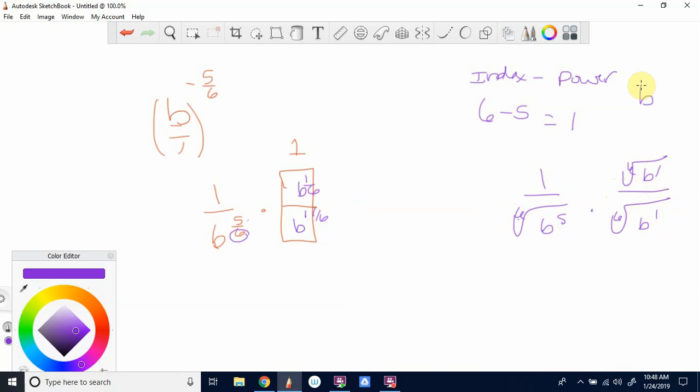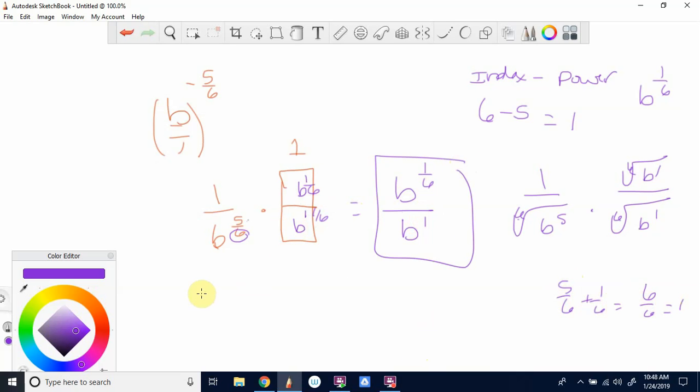And how can you write this in exponential form? b to the 1/6. So when it's in exponential form, you have to put the denominator down here. Okay, so then we've got b to the 1/6 over, isn't this 5/6 plus 1/6? Fractions equals 6 over 6, which equals 1. So it's b to the 1 power. So this is how you would leave your answer. If you want it in radical form, it would be the 6th root of b over b. All right, pause this, do guided practice 4a and 4b.